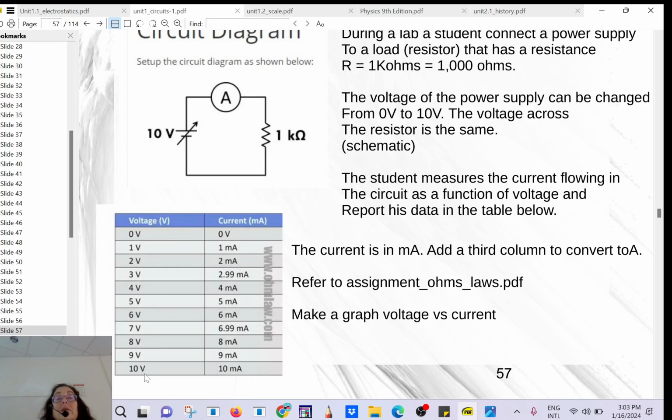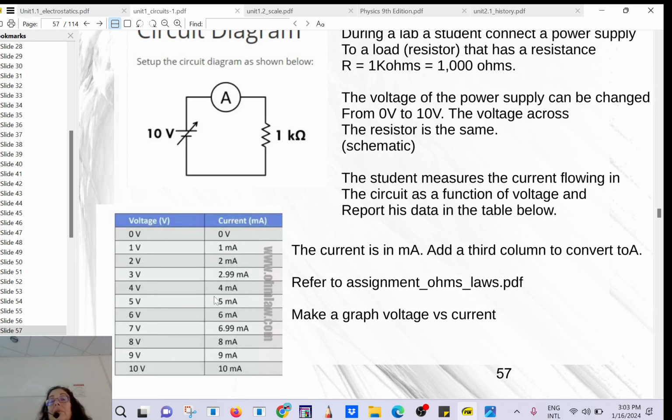It's a DC power supply. As you increase the voltage, you increase the pressure, and you're going to increase the current. Do you see the relationship is linear? For a step of 1 volt, you increase the current by 1 milliamp. When you go from 4 to 5 volts, that's a step of 1 volt.